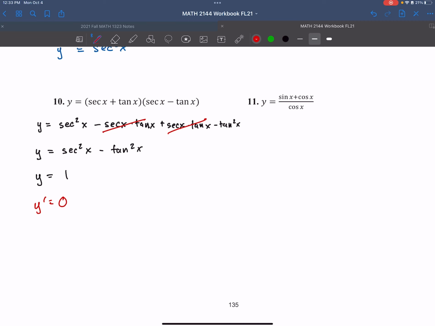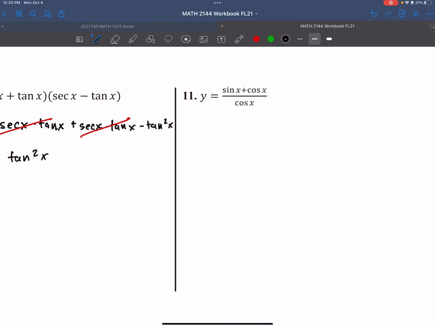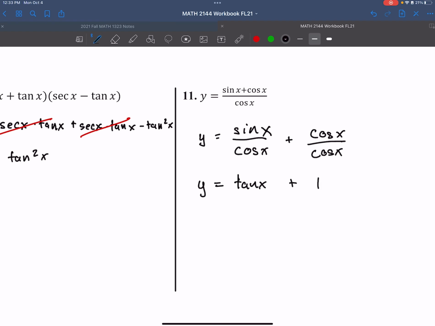Just little things to watch out for. You'll notice as you do more problems involving trig, you'll recognize these little moves. And then in number 11, this is also similar to the idea you asked about earlier, Savannah. So remember that when you divide, you do sine of x divided by cosine of x plus cosine of x divided by cosine of x. Each thing in the numerator is divided by whatever is in the denominator. So we end up with y is equal to tangent of x plus 1.